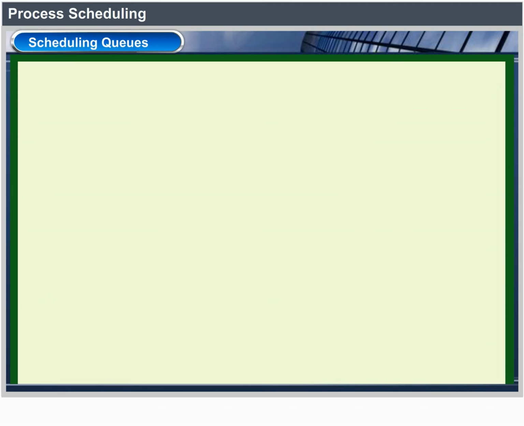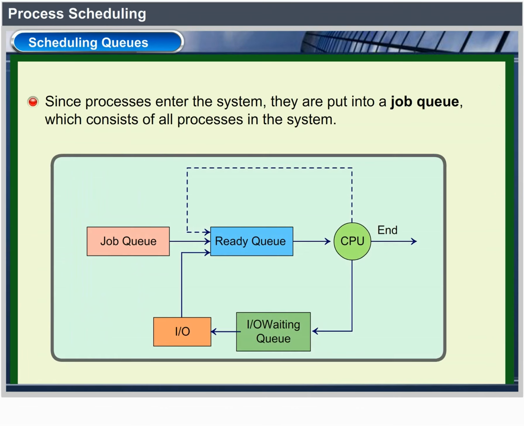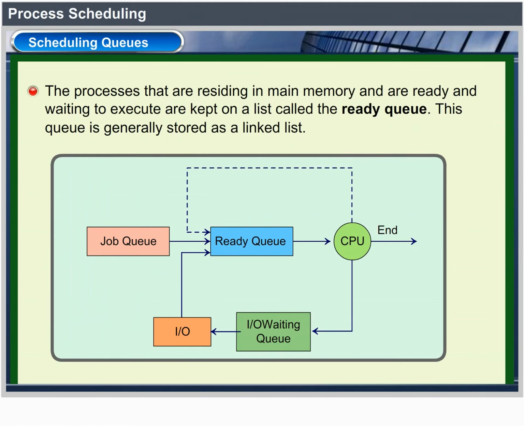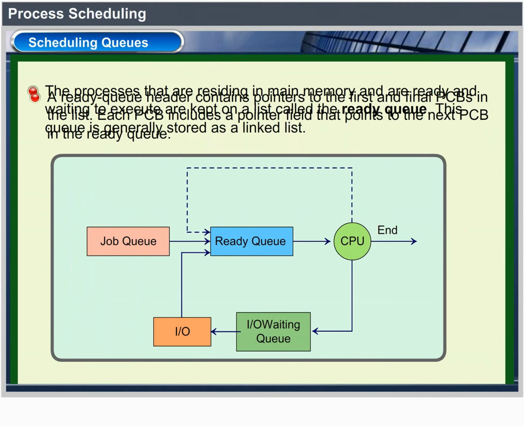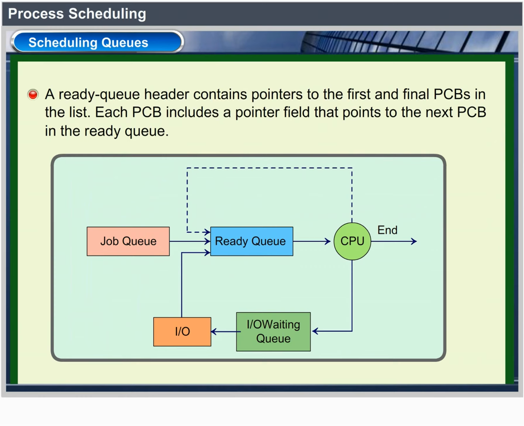Scheduling queues. As processes enter the system, they are put into a job queue, which consists of all processes in the system. The processes that are residing in main memory and are ready and waiting to execute are kept on a list called the ready queue. This queue is generally stored as a linked list. The ready queue header contains pointers to the first and final PCBs in the list. Each PCB includes a pointer field that points to the next PCB in the ready queue.